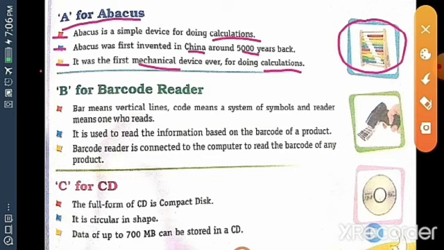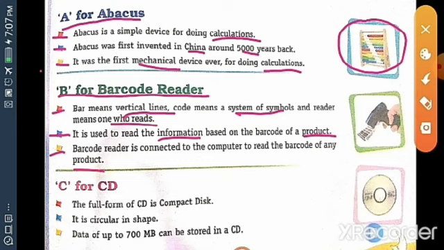Okay, now our next letter is B. B for barcode reader. First one, bar means vertical lines, code means system of symbols, and reader means one who reads. Second thing, it is used to read the information based on the barcode of a product. Third one, barcode reader is connected to the computer to read the barcode of any product.